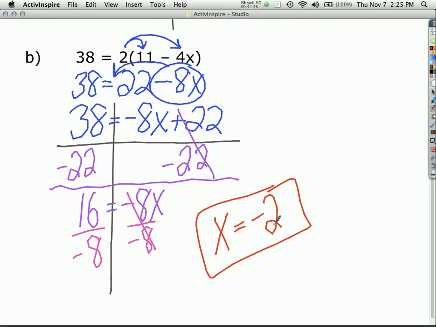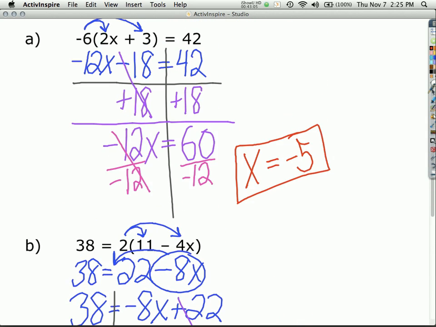And now I can check. This one I can check really quickly. Plug a -2 right there. -4 times -2 is positive 8. 8 plus 11 is 19. 19 times 2 is 38. Any comments or questions on how we accomplished our goal?